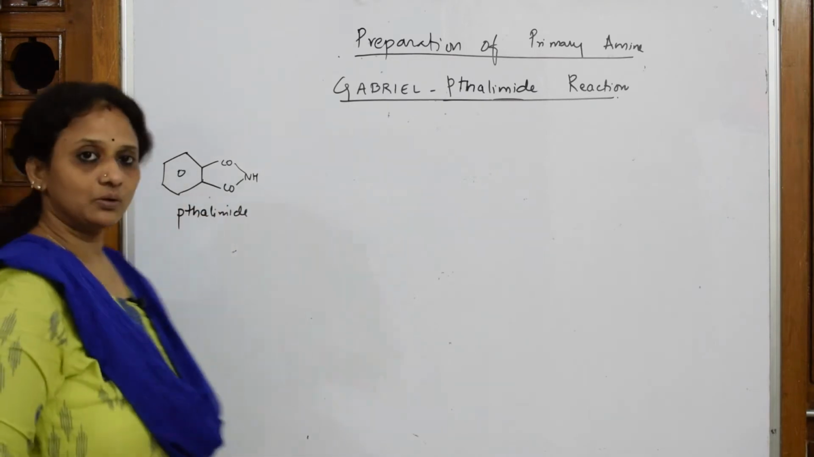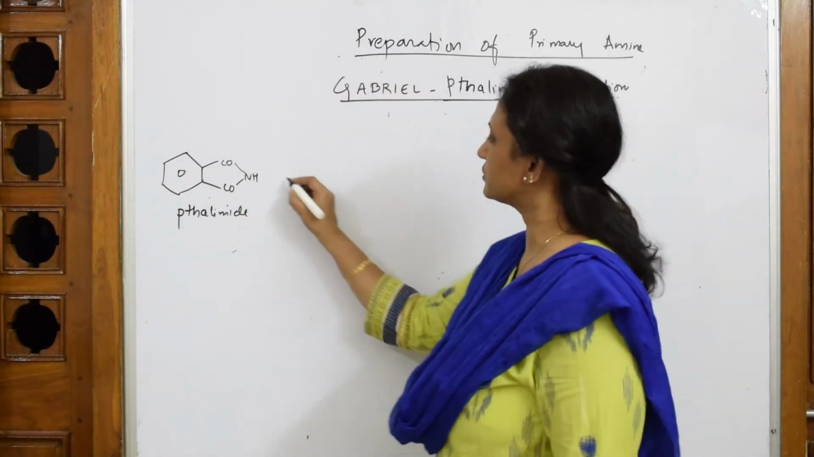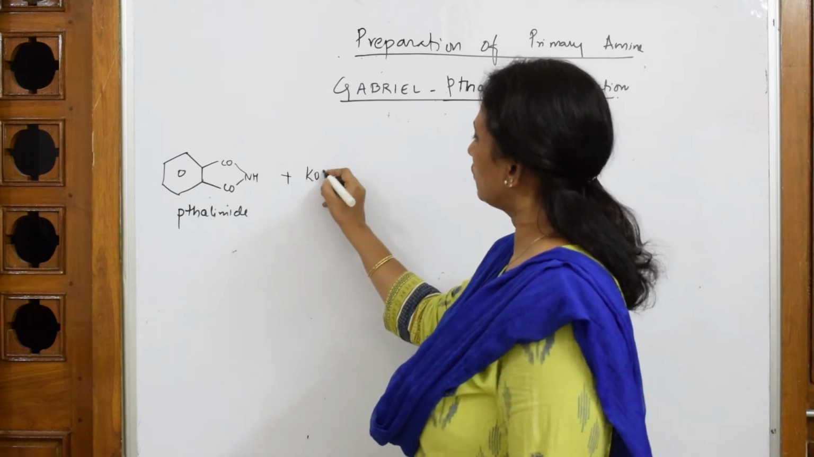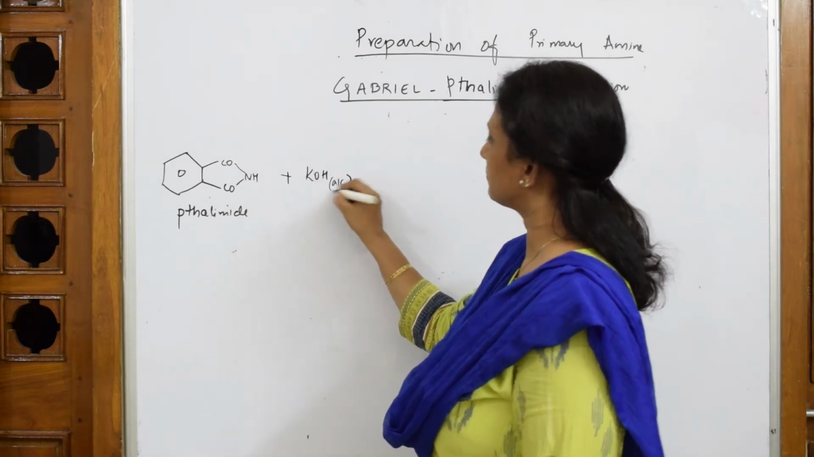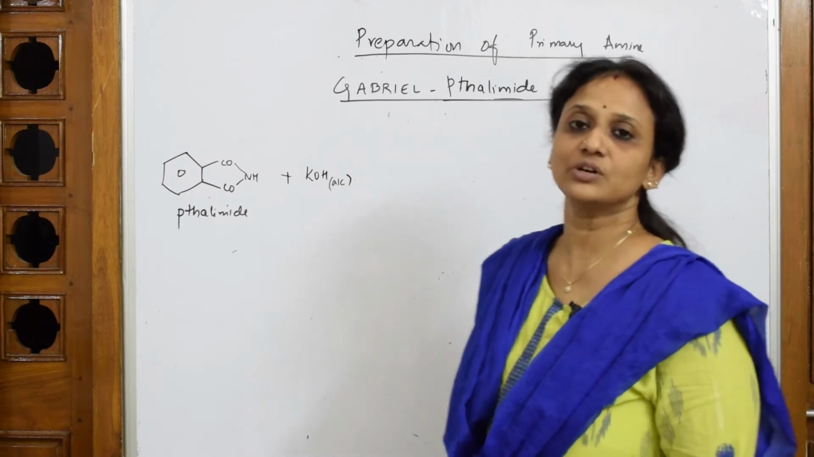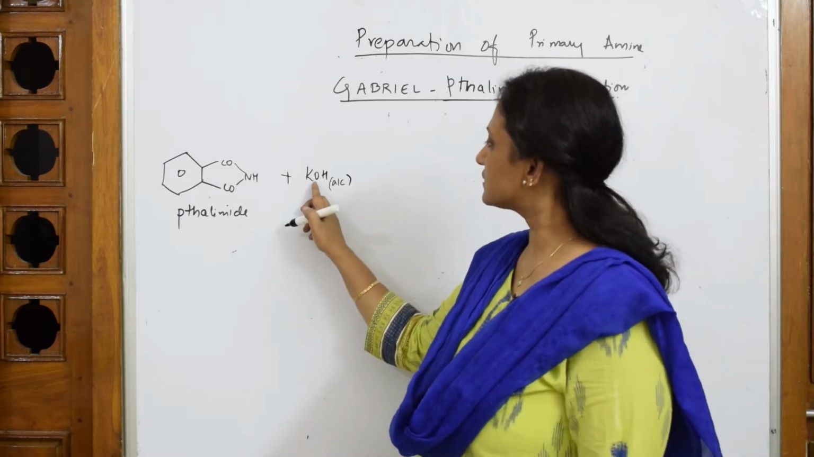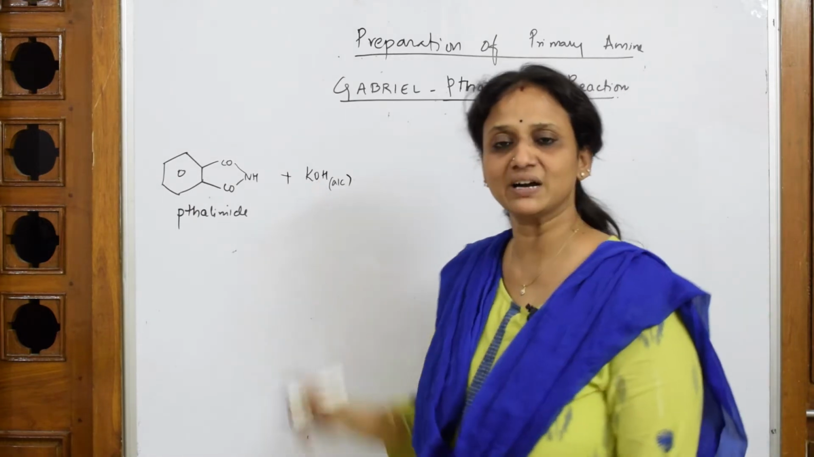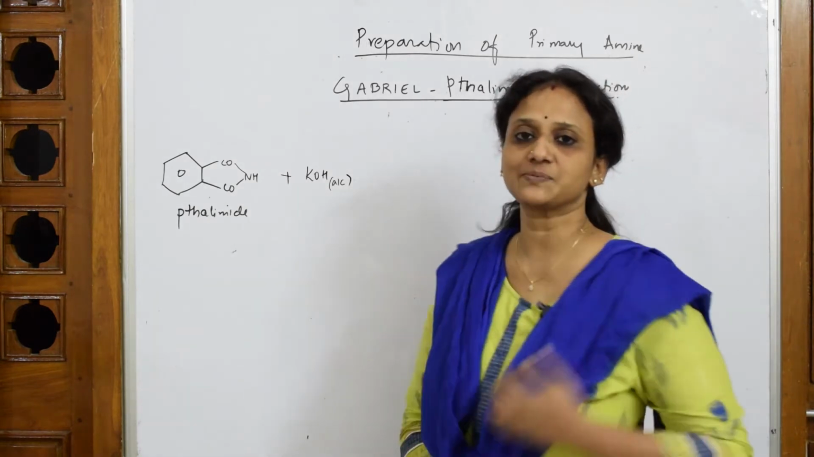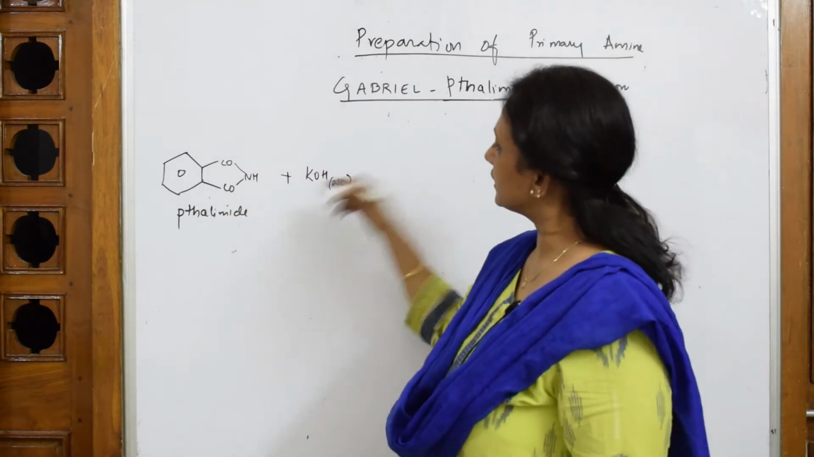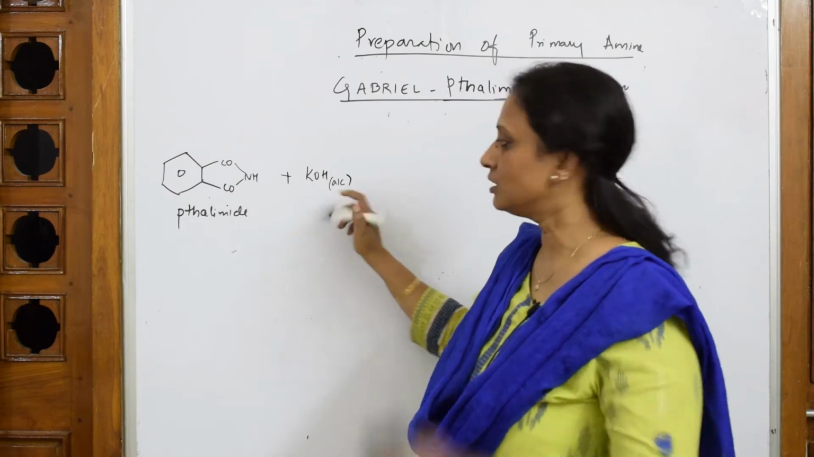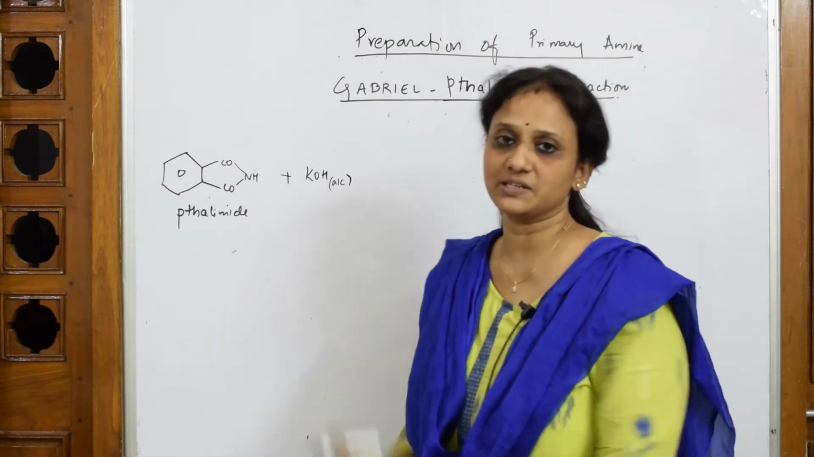So phthalimide, what are you going to use? You're going to use the most important thing, alcoholic KOH. This is very important. What is KOH doing here? KOH is going to supply this OH minus. That's why we call it a nucleophilic substitution reaction here. This KOH in the presence of an alcohol is going to supply that OH which will replace.